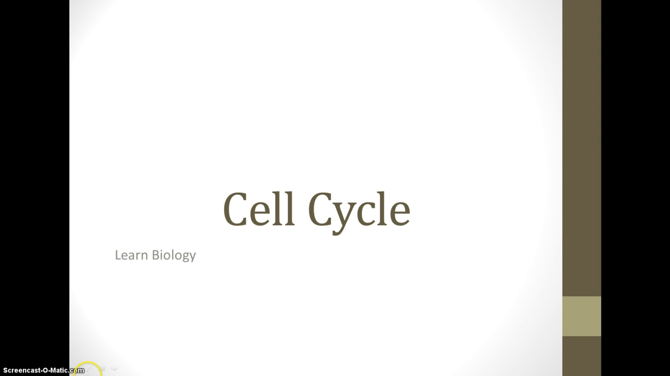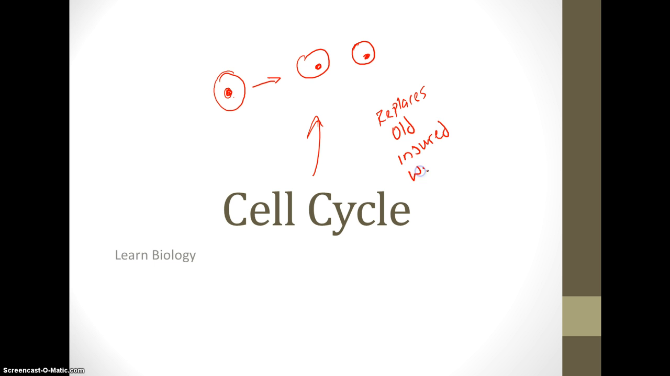What is the cell cycle? Well, the cell cycle is a method used by cells to produce exact copies of themselves. So if we have a cell here, it's going to split into two cells. So this splits into a new cell, and this is known as the cell cycle. And the point of this is to replace old cells, injured cells, or worn out cells. So it keeps our bodies new by replacing messed up cells. So that is the cell cycle.